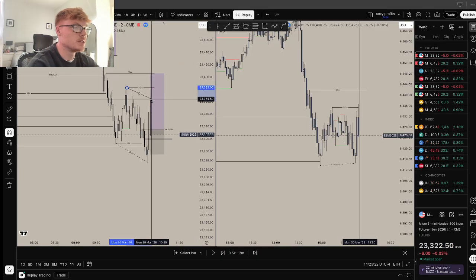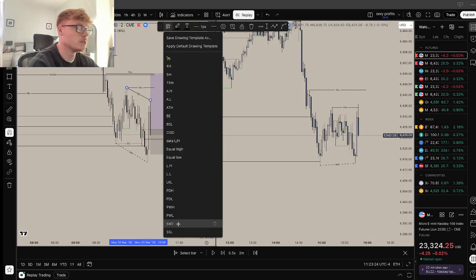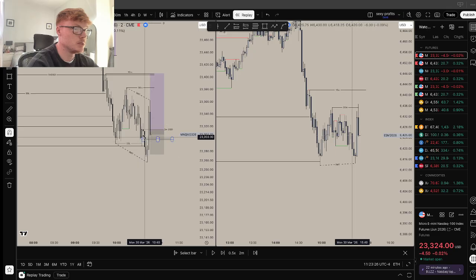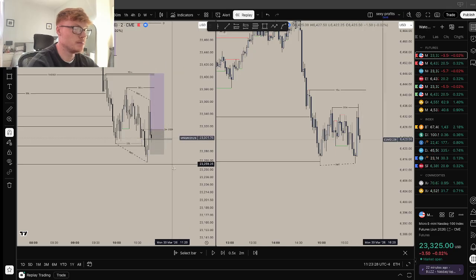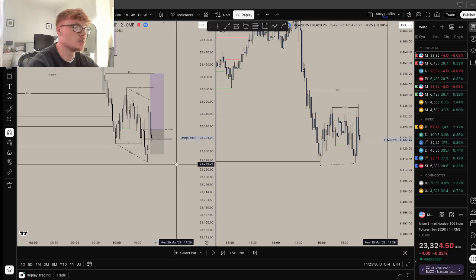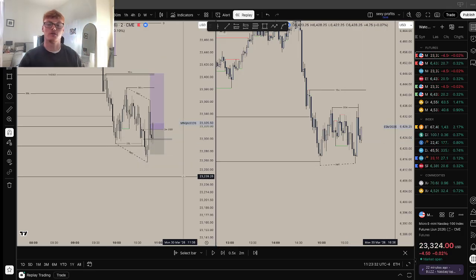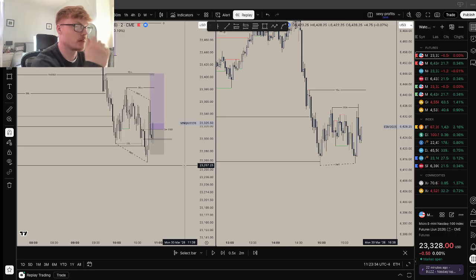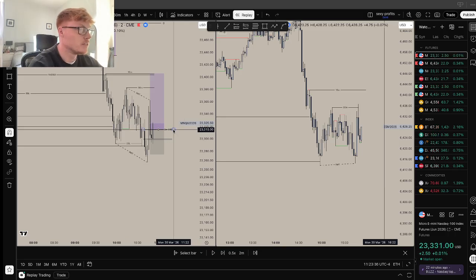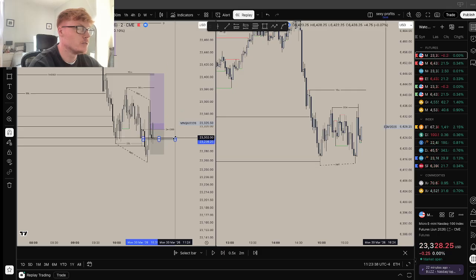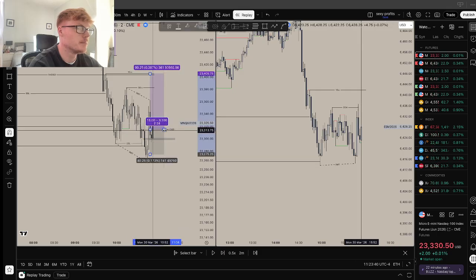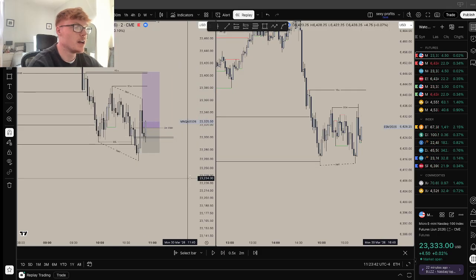So we did have this SMT that I was a bit concerned about, but we'd also had this BPR that we'd formed, so this 2 minute BPR. We respected this 2 minute BPR, giving me a lot more confidence in the trade. And then I just kind of let it run, let it do its thing. I risked 230 on this trade.